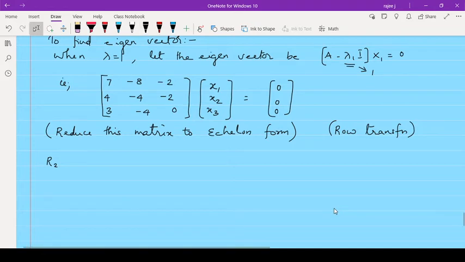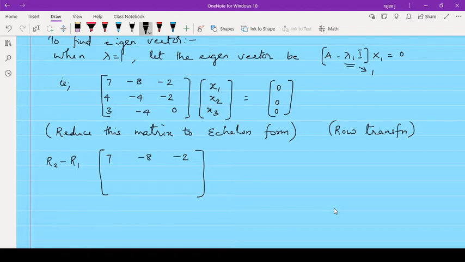Okay, so this is a safer method: reduce this to the standard echelon form. So R2 minus R1, if I do 7, minus 8, minus 2. And that reduction method you need to do in the coming methods, coming types also. So it is better to go with that method now.